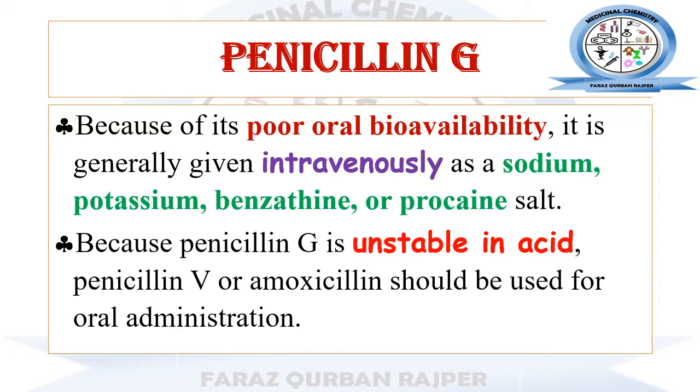Because penicillin G is unstable in acids, penicillin V and amoxicillin should be used for oral formulation. This is the reason that penicillin G cannot be used for oral formulation. Why? Because it is unstable in the gastric acid media. That's why it is used for parenteral formulation. On the other hand, penicillin V and amoxicillin have the acid stable property, and due to this they can be used for oral formulation.